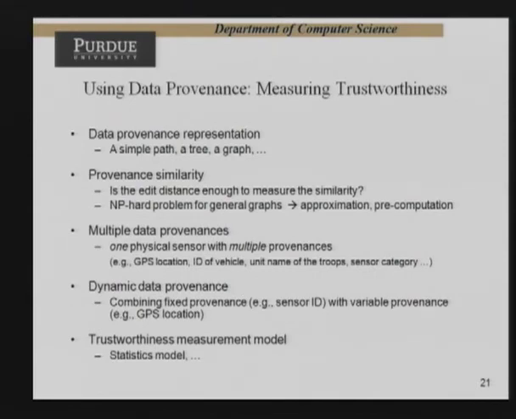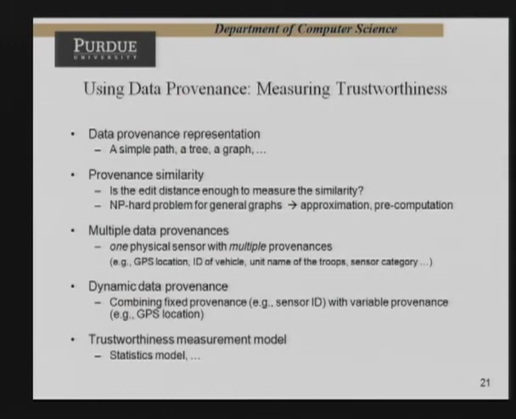And second, we need to consider the provenance similarity. We simply use the edit distance, but we need to check whether it is enough. And also, the edit distance between two graphs is known as an NP-hard problem. Then we need some approximation and pre-computation to overcome this situation.